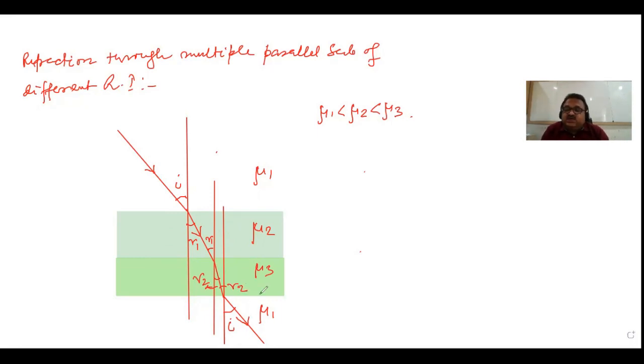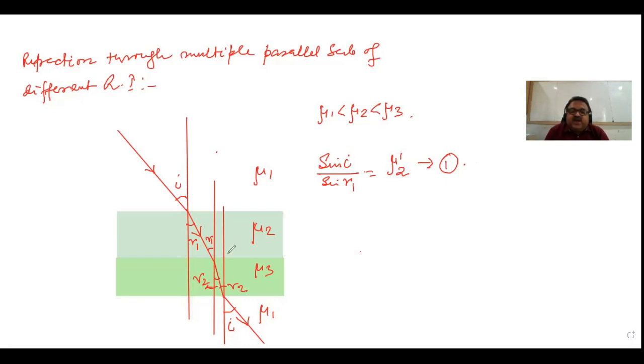Now I'm going to apply Snell's law. Correct? Watch it carefully. Sine i by sine r1, I'm doing it for medium 1 and medium 2. So it is moving from medium 1 to medium 2. So what should I write? It is the refractive index of medium 2 with respect to medium 1. So we must write it like this: mu of 2 with respect to 1. Let's write this equation as 1.